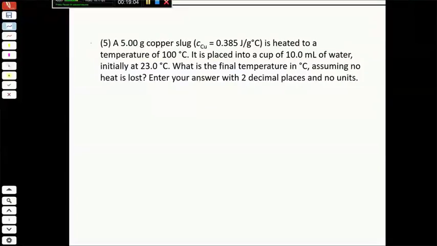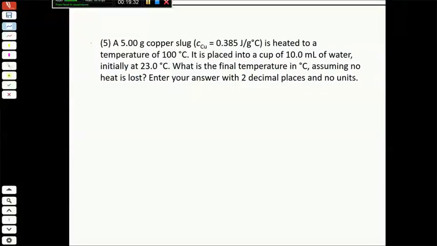All right, so in this problem, we're taking 5 grams of copper, a 5-gram copper slug, with a given specific heat capacity of 0.385 joules per gram degree Celsius. We're heating it to 100 degrees Celsius, and then we're placing it into 10 milliliters of water, which is initially at 23 Celsius. So we want to know what is the final temperature of the water in Celsius, assuming that no heat is lost to the surroundings. So again, enter your answer with 2 decimal places. We'll follow those directions at the end.